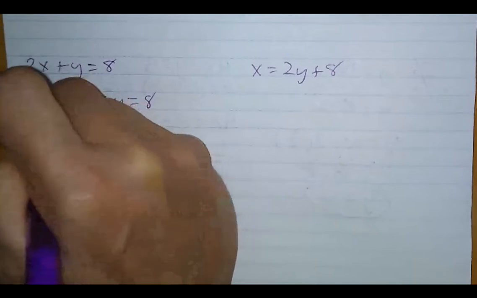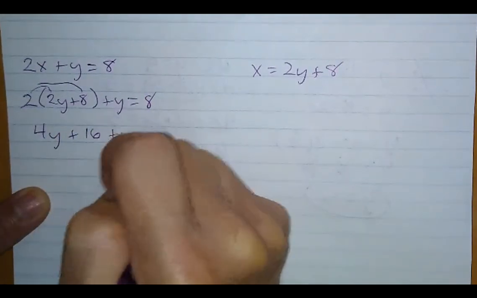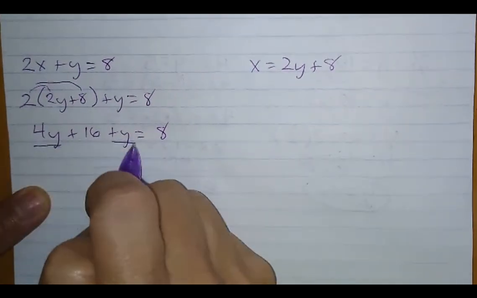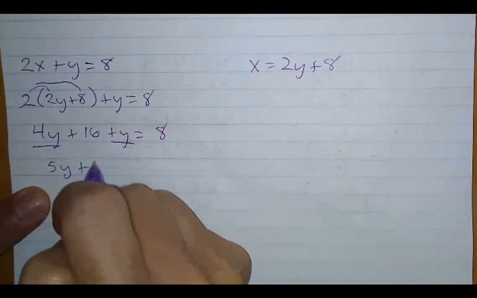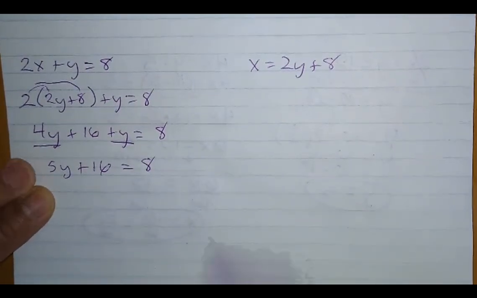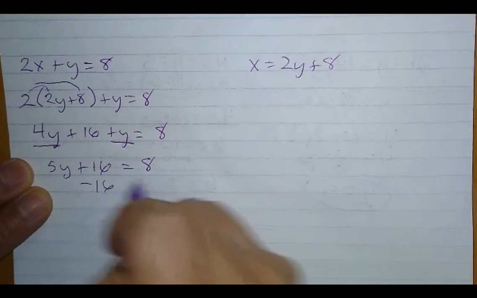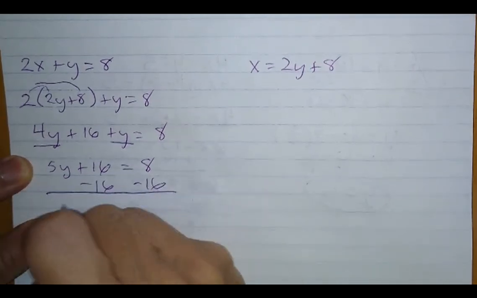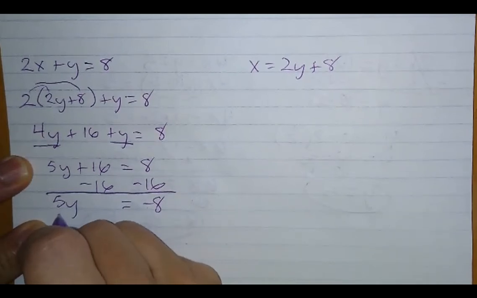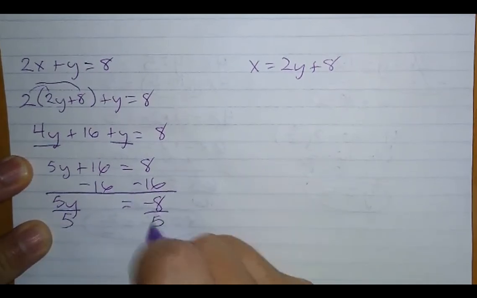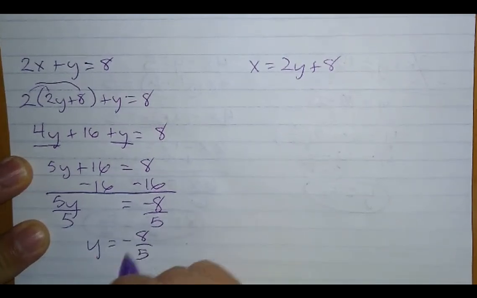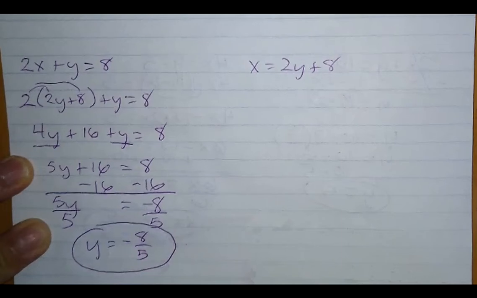4y plus 16 plus y equals 8. We can combine these two. 5y plus 16. Now we try to get y by itself. We're going to get rid of the 16. All we got to do is get rid of the 5. We're going to undo the multiplication. Divide both sides by 5. Oh, this one's ugly again. Okay. Y equals -8/5.